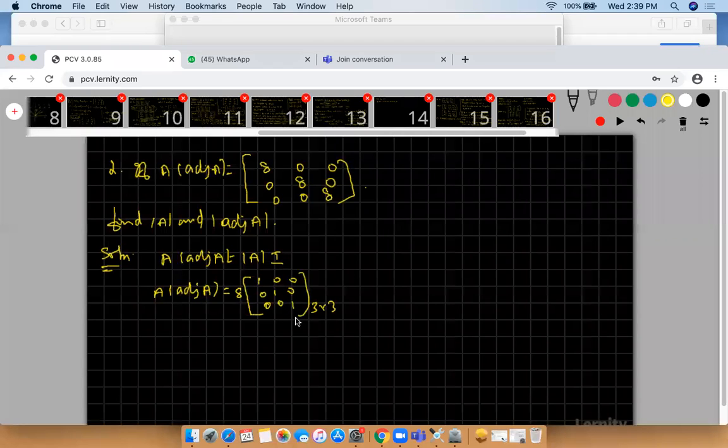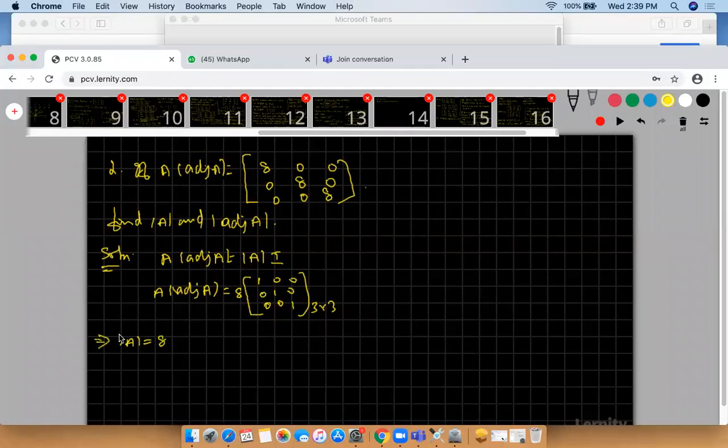If this identity is 3 cross 3, then your A is also 3 cross 3. And if A is 3 cross 3, your adjoint of A is also 3 cross 3. So therefore A, adjoint of A, identity, all are 3 cross 3. That means order is 3. Right, now come to that. This is A, this is adjoint of A, this is determinant of A into identity. So now look at that. Now conclude that your determinant of A is equal to 8.